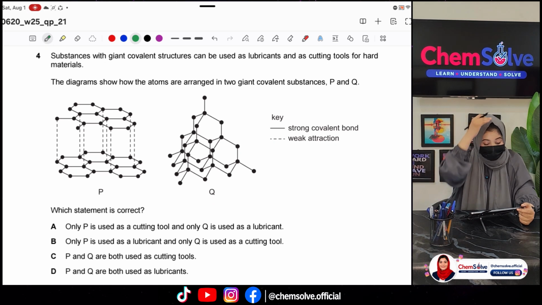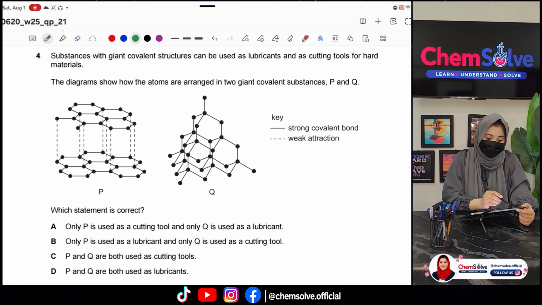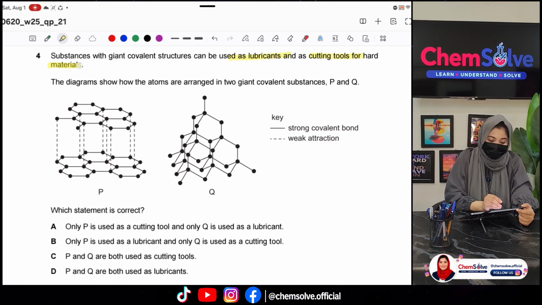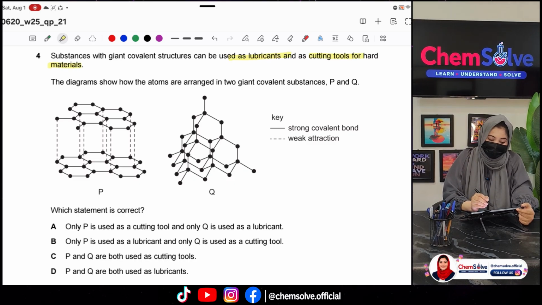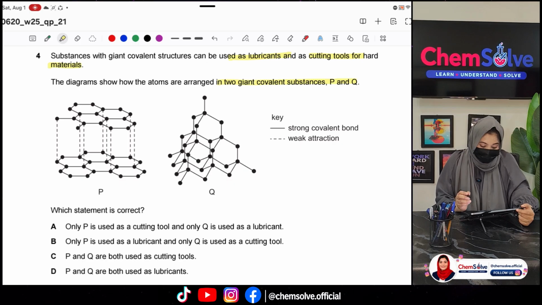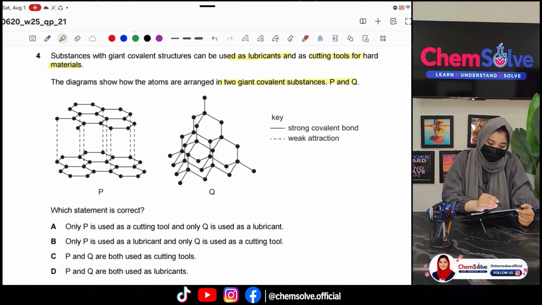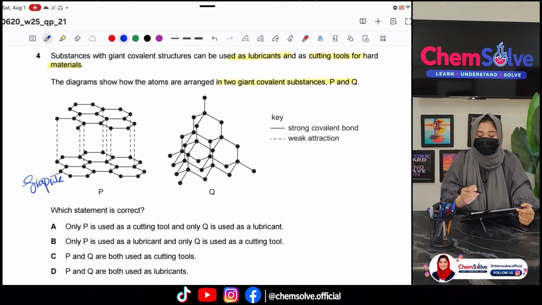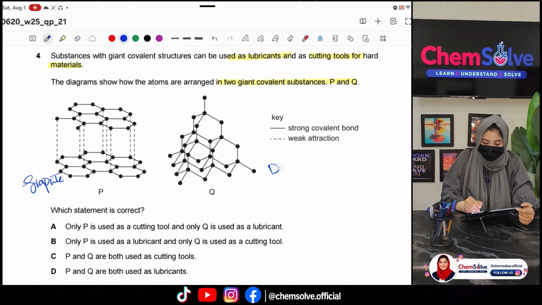Question number 4. Substances with giant covalent structure can be used as lubricant and cutting tools for the hard material. The diagram shows how the atoms are arranged in two giant covalent substances, P and Q. So just look, what is P? P is graphite. We should be familiar with the structure. And this is diamond, the tetrahedral structure.